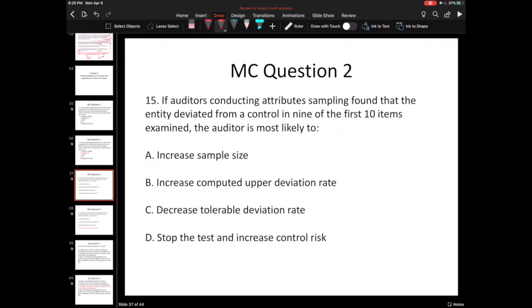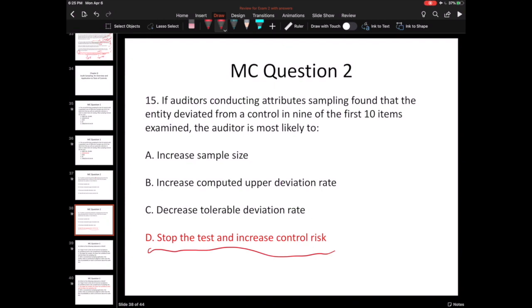If auditors conducting attribute sampling found that the entity deviated from a control in 9 of the first 10 items examined, the auditor is most likely to what? All right, this one is D, and it is stop the test and increase control risk, right?